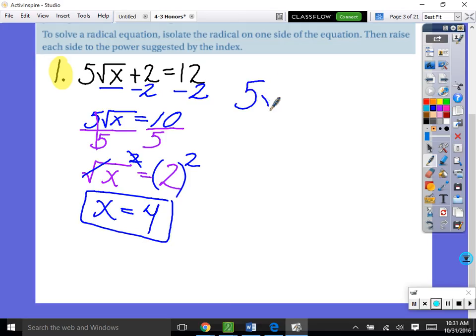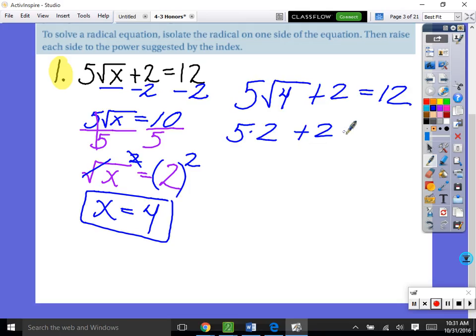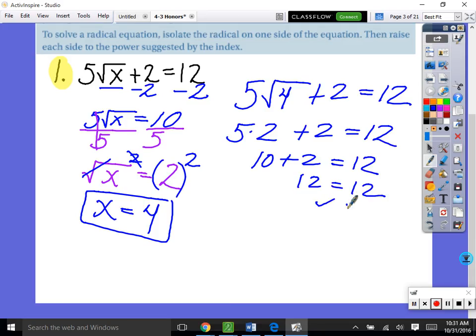5 times the square root of 4 plus 2 equals 12. Is that a true statement? 5 times 2 plus 2 equals 12. 10 plus 2 equals 12. 12 equals 12. Check. So that is our solution, not extraneous. Everybody feeling good? Pretty easy, right?